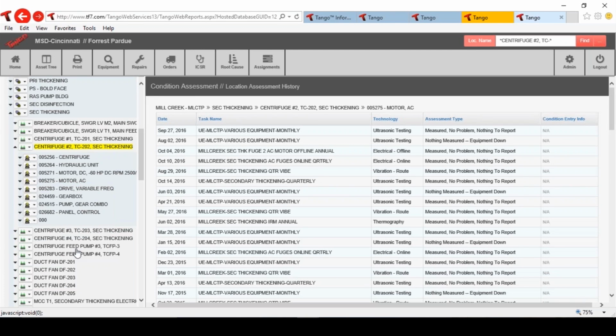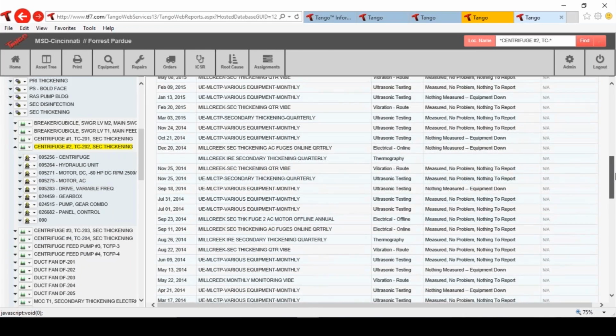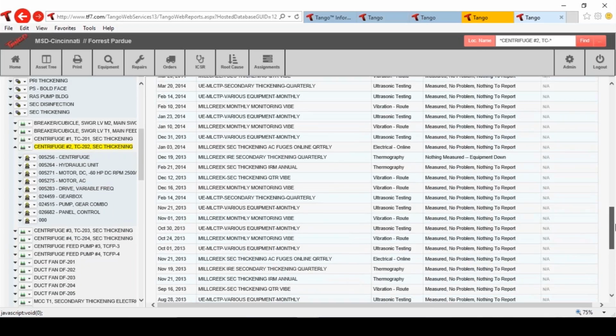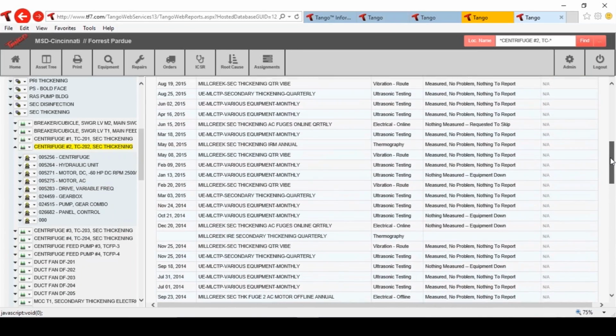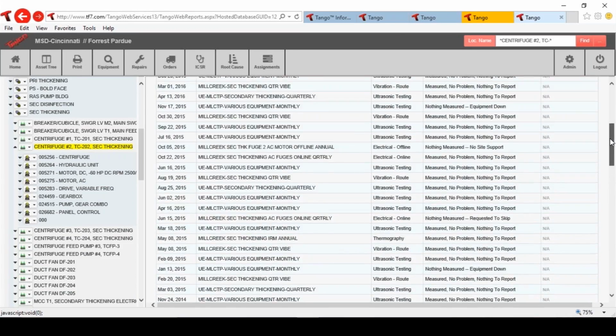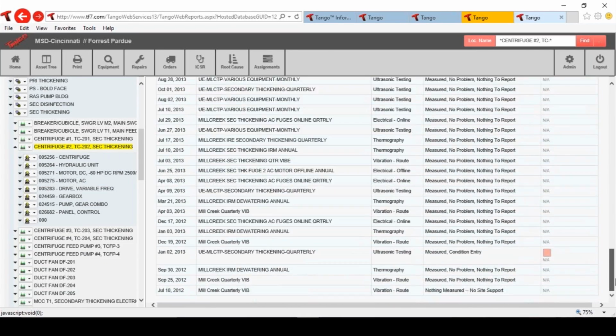This assessment history report. This is every time it's been monitored and what was found. That doesn't look too good, does it? Measure no problem, measure no problem, measure no problem, measure no problem. Nothing measured. So it's never had a problem. Well, I take that back. Ultrasonic found a problem in 2013.